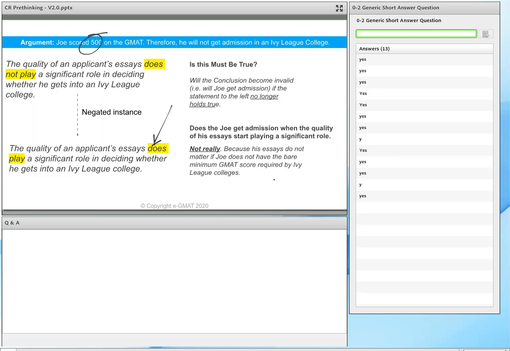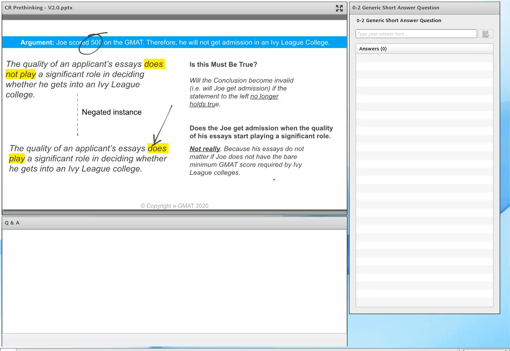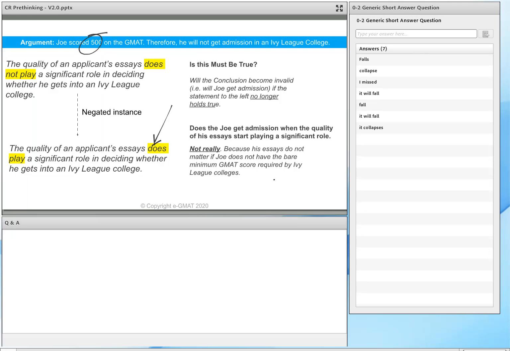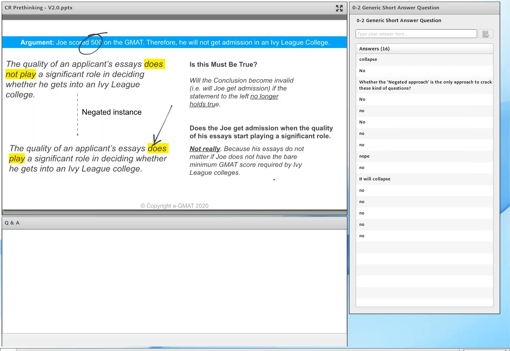What happens if you have the essays, but you remove the GMAT? What happens to the roof? If you remove one of those two essential pillars, it will fall, yes. Which means, will Joe get admission? No. Which means, does my conclusion break down? No. Then is it must be true? No. Okay, and that's the power of process.